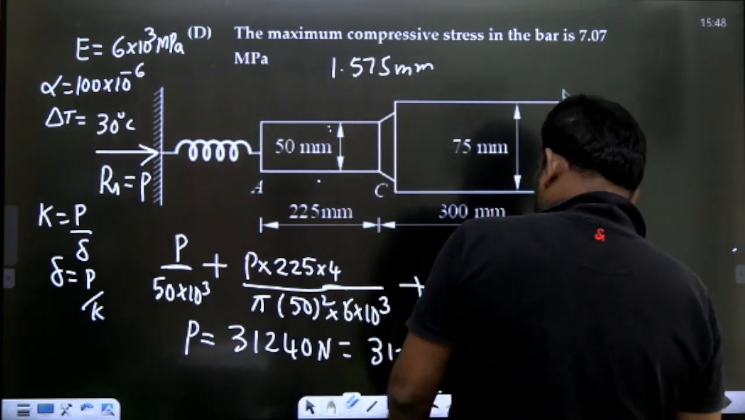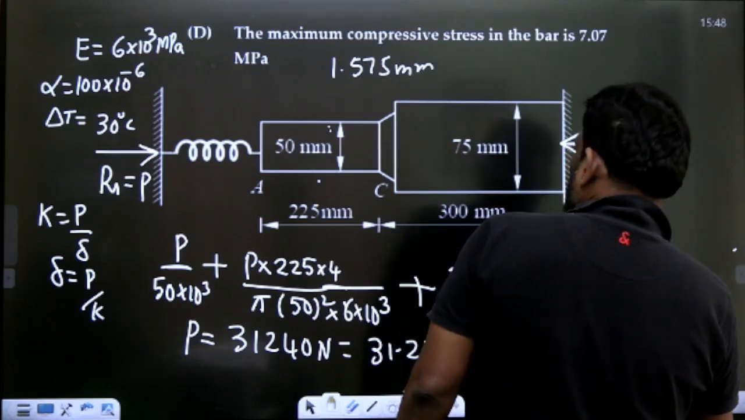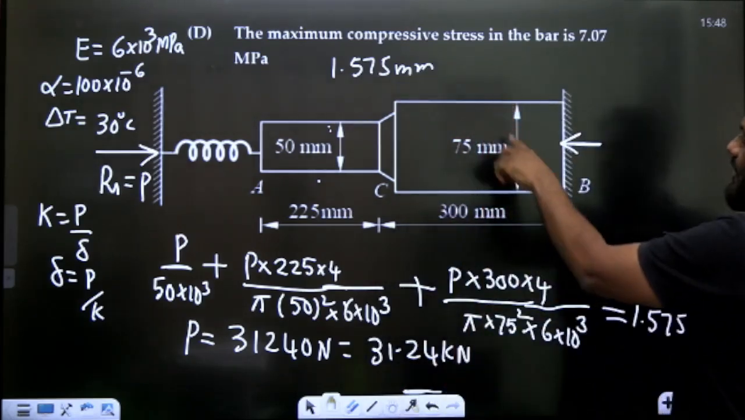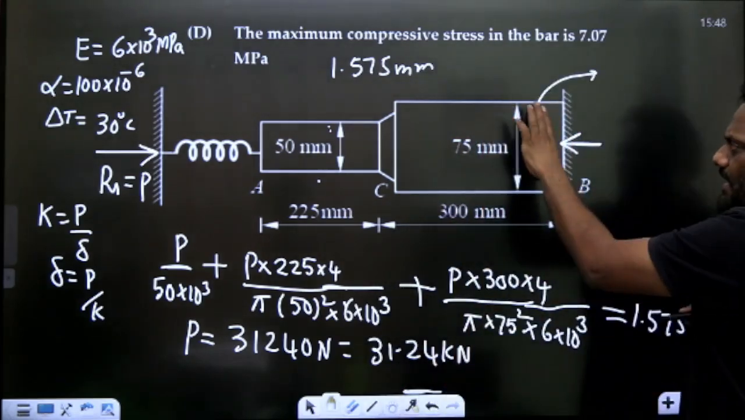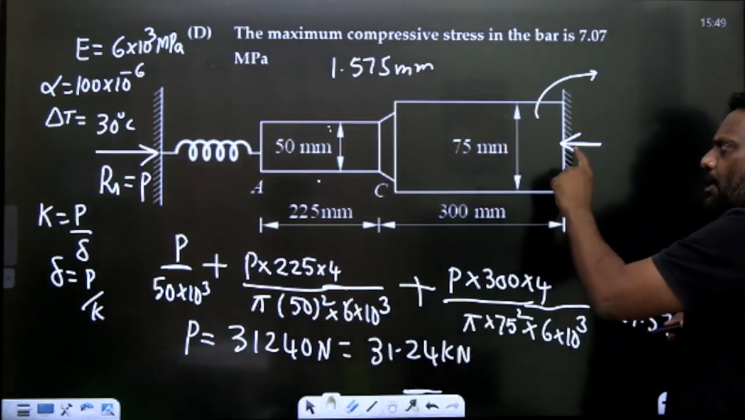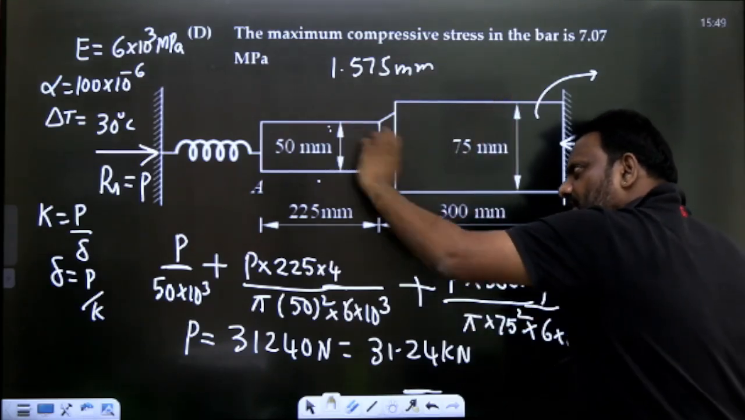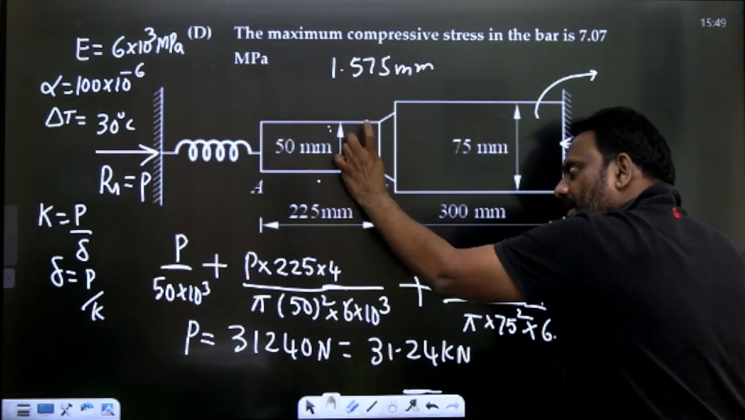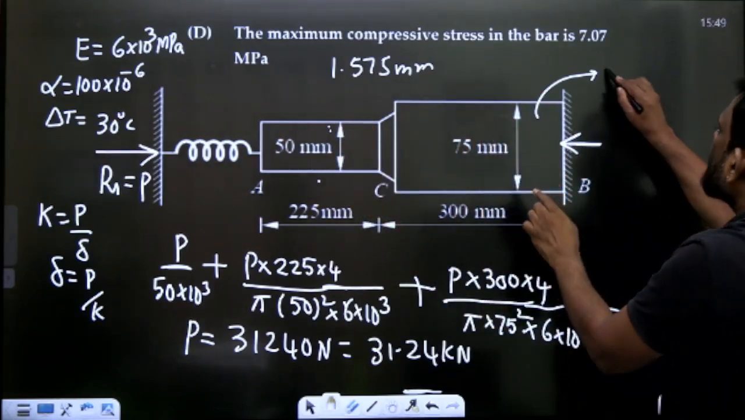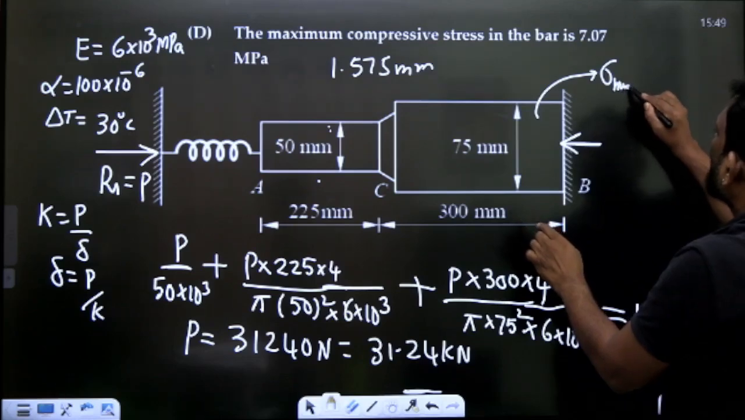Easy. This is 1.575. Look, what will be the compressive stress in this? So I can write this as the minimum compressive stress. Why? The load is the same, the area is more, the stress will be less. The load is the same, the area is less, stress will be more. This will have the minimum. Sigma minimum is equal to what? P is?